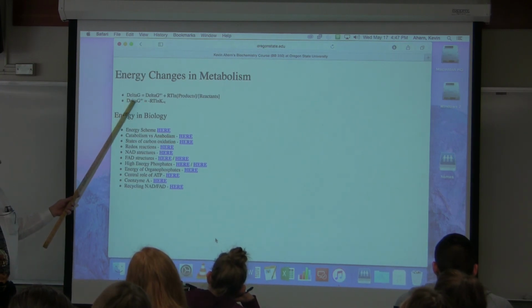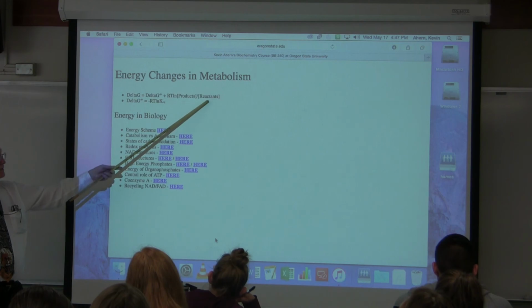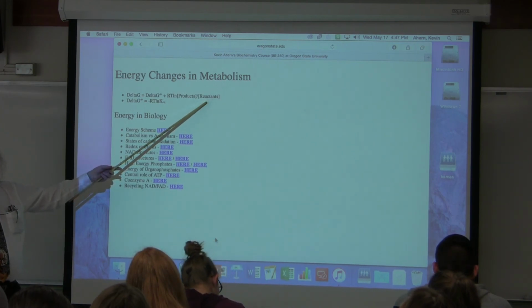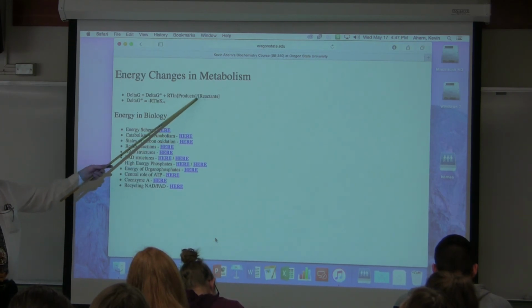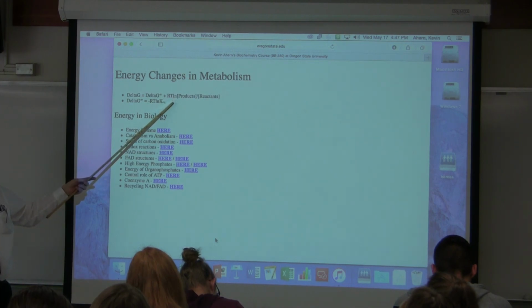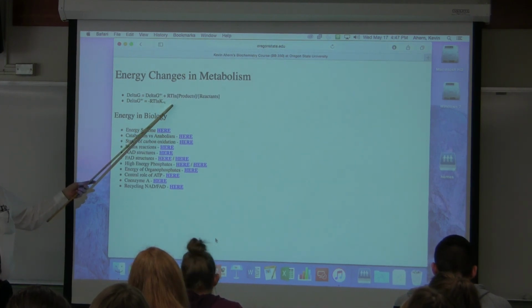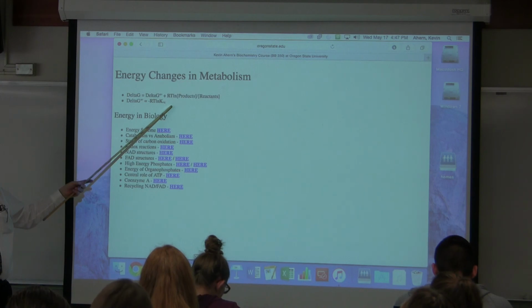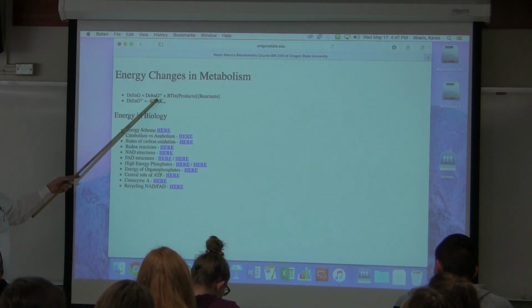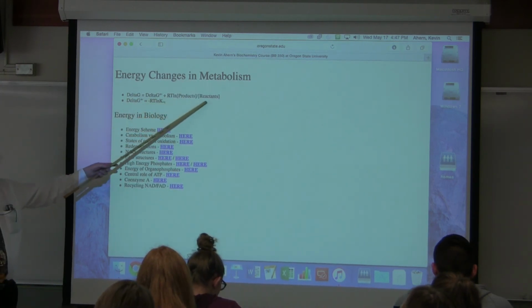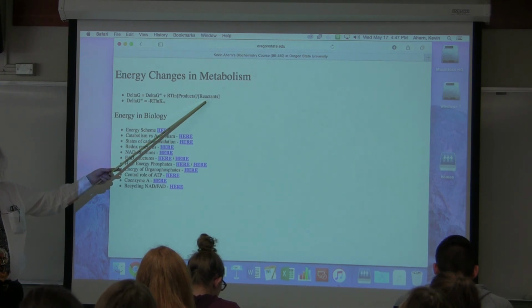What do standard conditions involve? 1 molar products, 1 molar reactants. If I have 1 over 1 here, what happens to the natural log term? 0. That's why this is the Gibbs free energy change under standard conditions.